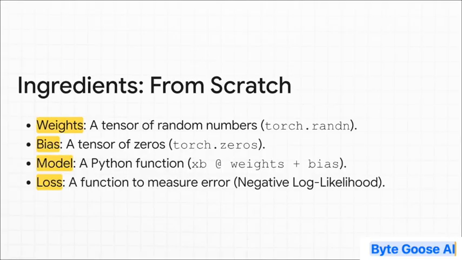So, what are the ingredients for our from-scratch recipe? You'd be surprised how simple it is. First, you need some weights. This is just a tensor full of random numbers that the model is going to tweak as it learns. Then you need a bias, which is usually just another tensor filled with zeros to start. The model itself, just a plain old Python function doing a matrix multiplication. And finally, you need a loss function. This is your scorecard. It just measures how wrong the model is. And that's literally it. Four simple pieces.